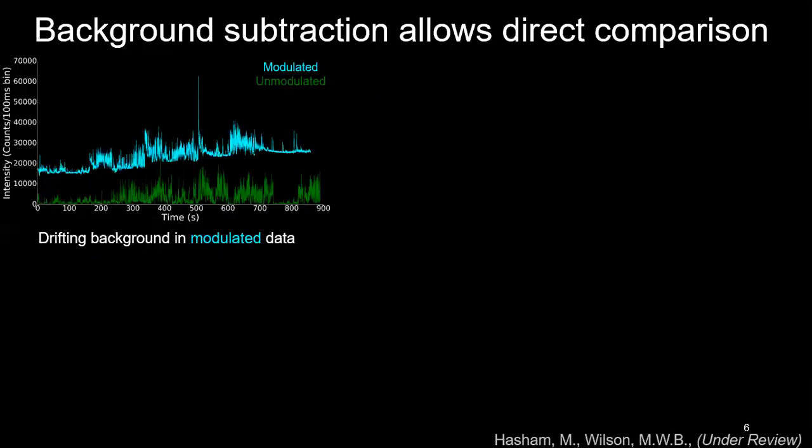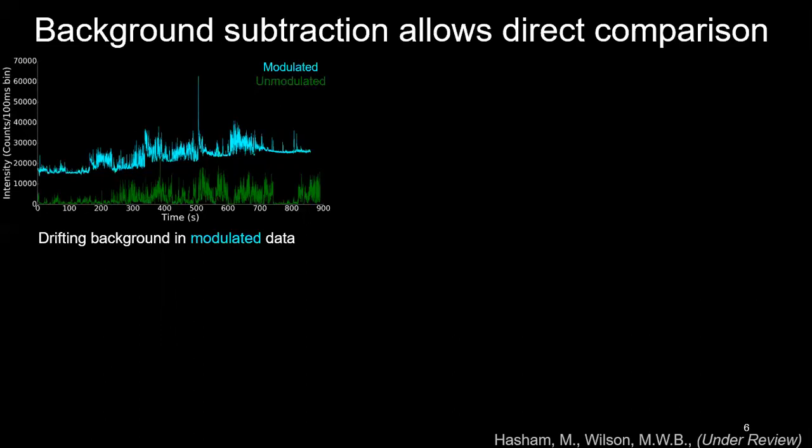Unfortunately, coming back to the background, things aren't that simple. And here I show you an example of another experiment that we ran with the exact same parameters. However, this time the background during modulation is clearly drifting in this blue trace here. It obviously would be incorrect and unjustified then to use a constant intensity threshold in this case.